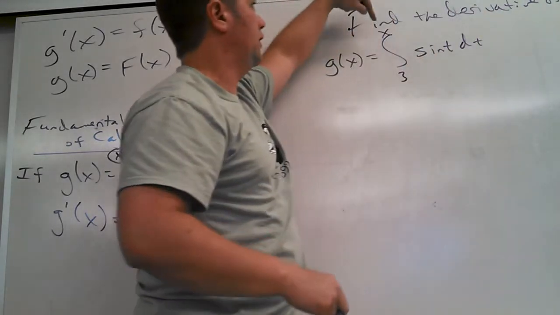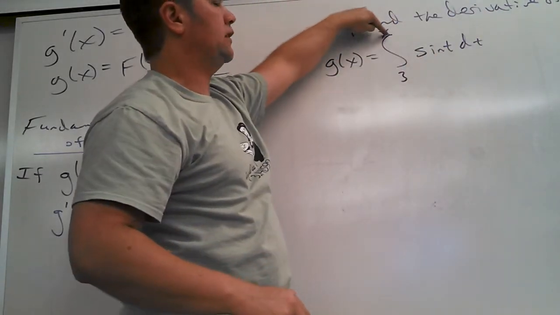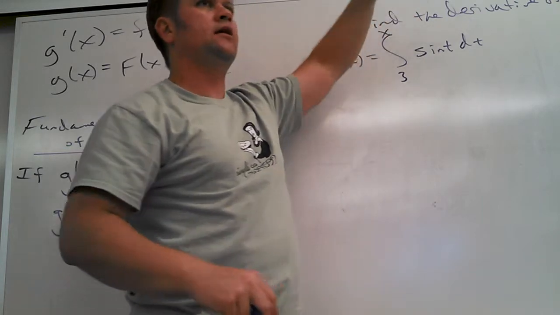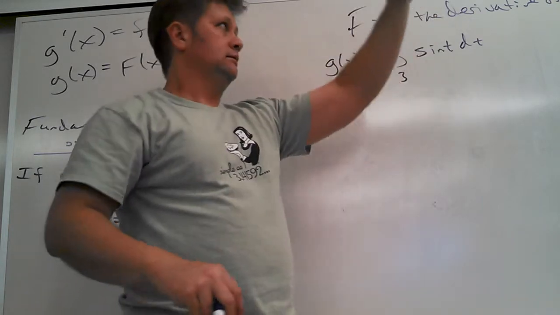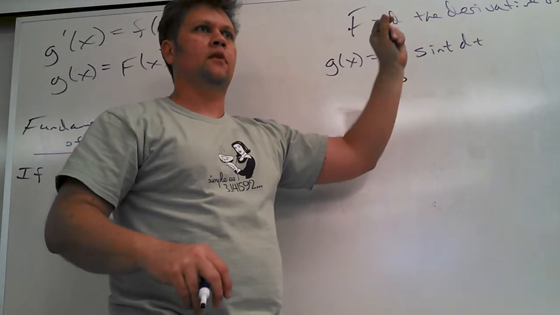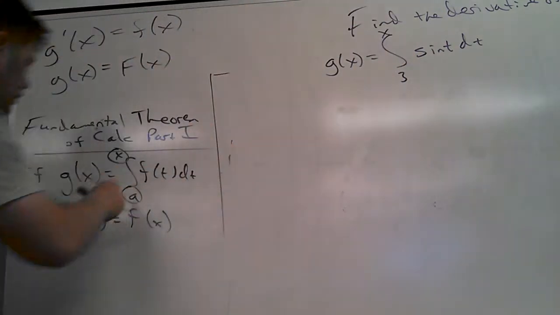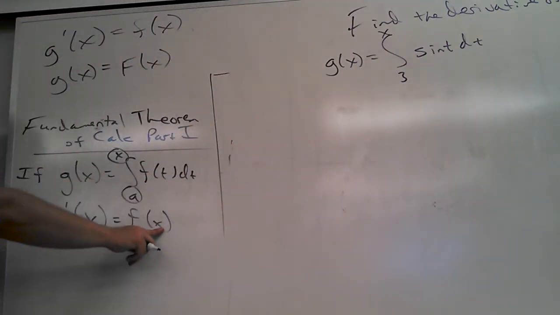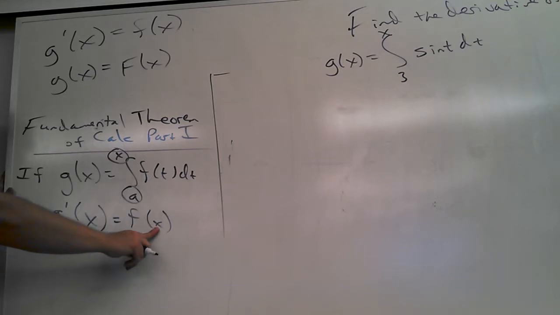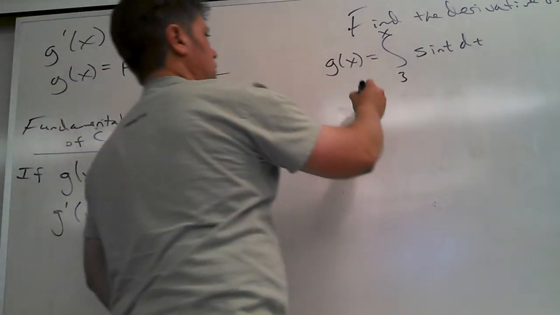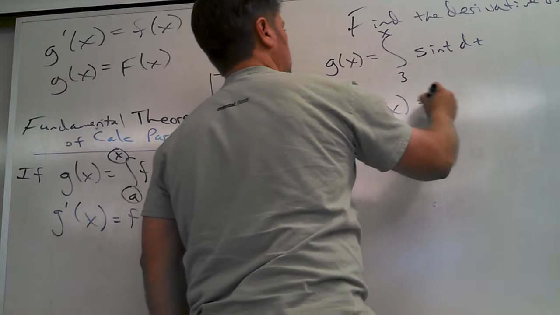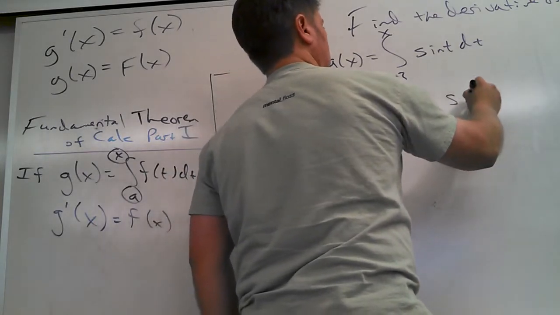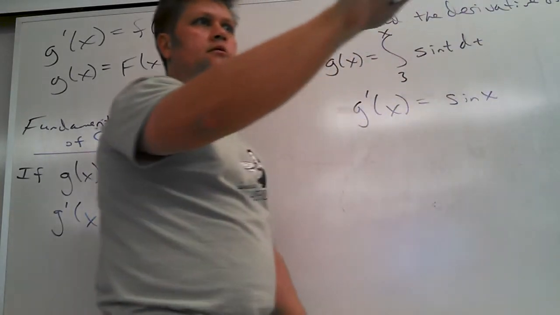So if I'm going to take the derivative of what we now know is effectively the antiderivative of this, of course I'm going to get this. But it's got to be evaluated where? Between A and B. No, at x. So this will be g prime of x, which will be sine of x.